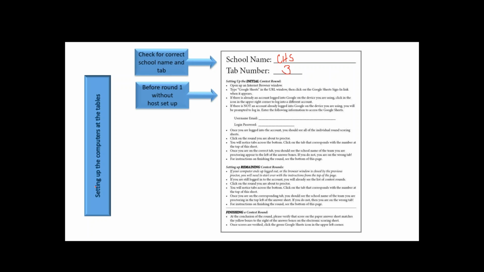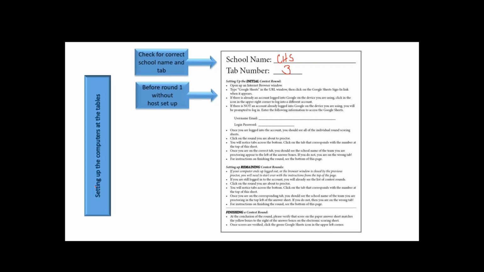You type in Google Sheets in the URL window and you'll click on the Google Sheets sign-in link when it appears. If you have logged into the account that you need to log into, then it should have your rounds of competition ready to go on the screen. If not, you'll need to click in the upper right-hand corner of the browser screen and drop down to the correct login to the correct user for this particular competition.